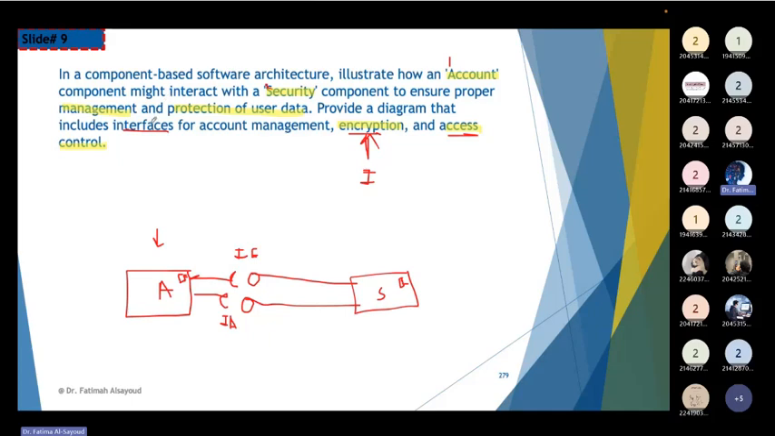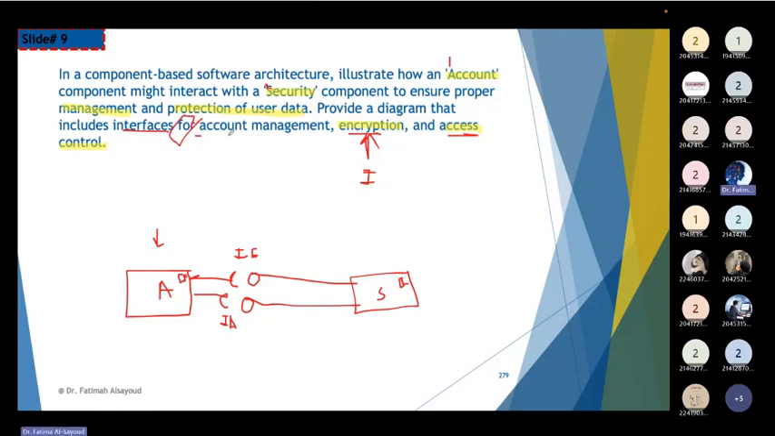We can also have one thing for this part that is from the question. When they said component, to ensure proper management and protection of user data, provide a diagram that includes interfaces for.